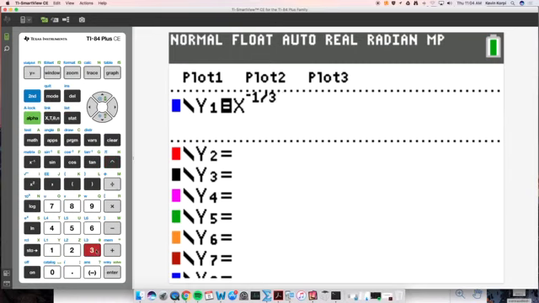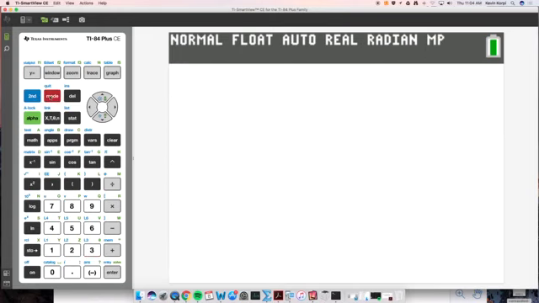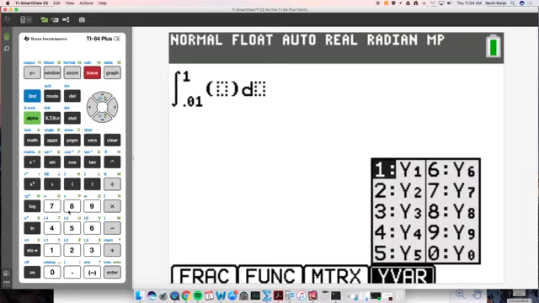I will put the function x to the negative 1/3 in y1, and now I'm going to go to the home screen and math 9 it. We, of course, are not going to plug in 0. I'm going to plug in a number just to the right of 0, like 0.01. And then we'll go up to 1, and I'll just recall my function, alpha trace number 1.